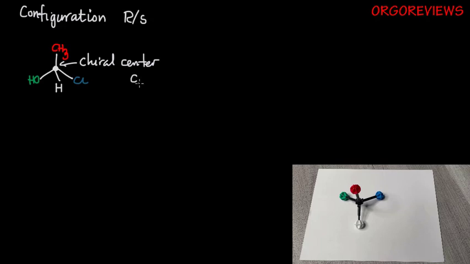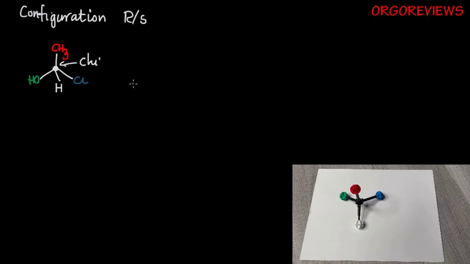It could be carbon, sometimes sulfur, and even nitrogen. Just that the most common one we're going to encounter is carbons. Now, these 4 groups are arranged in such a way that their mirror image can never be superimposed. So let's see what we mean by that.